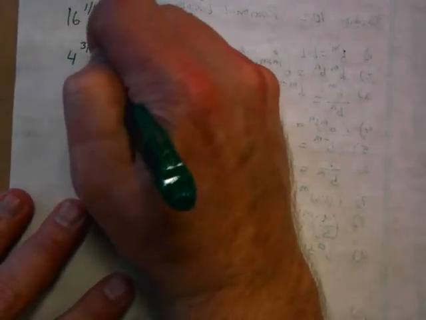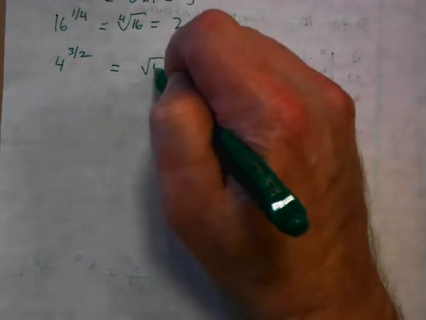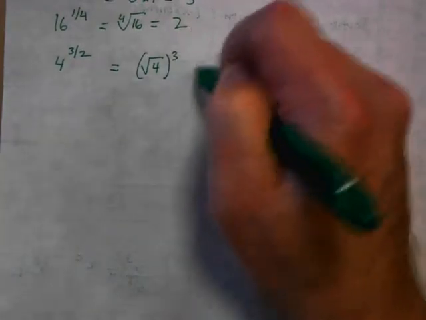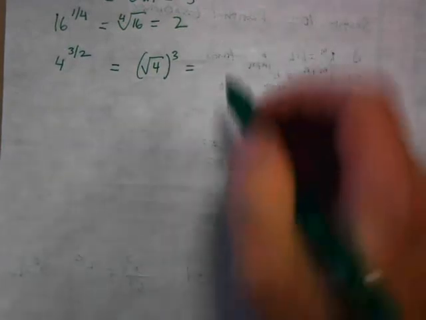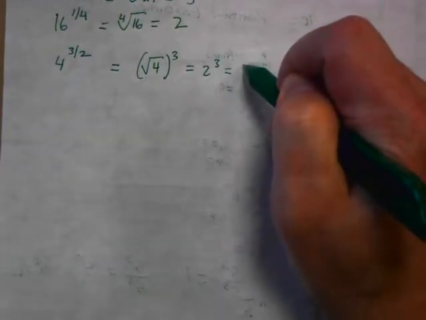If I were to give you 4 to the 3 halves, that's got a 2 on bottom. So what's a 2 on bottom tell me to do? Which root? 2 on bottom is the square root, so that's going to be the square root of 4 cubed. What's the square root of 4? 2. 2 cubed is 8.